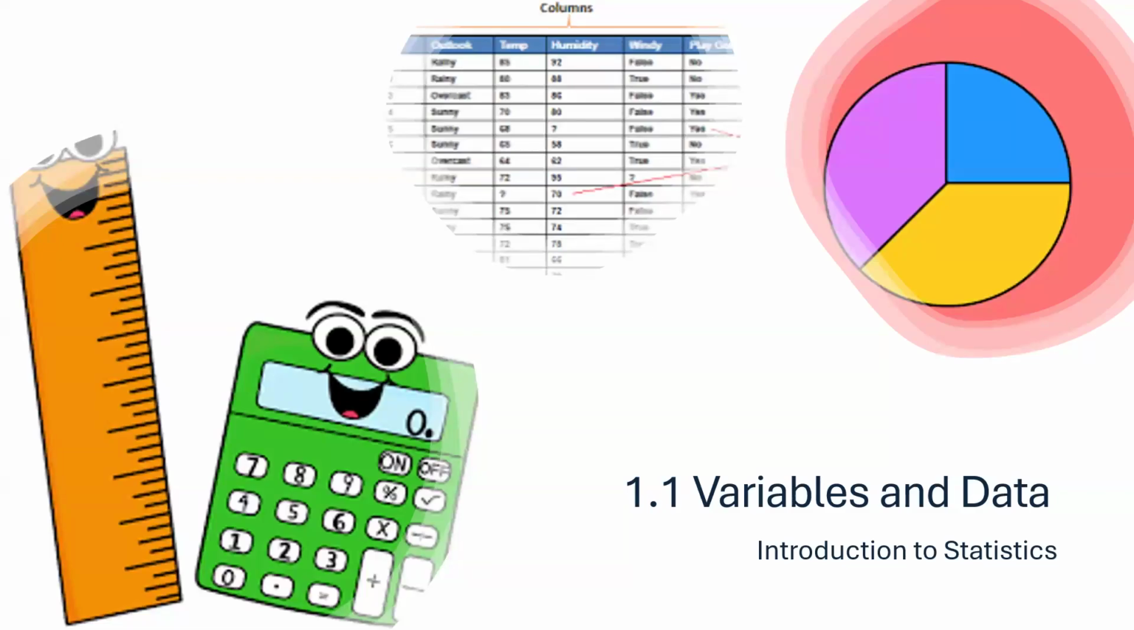Welcome to section 1.1, variables and data. In this section, we'll learn the foundational vocabulary that supports everything else we do in statistics. This includes what data are, how we collect them, and how to classify different kinds of variables.